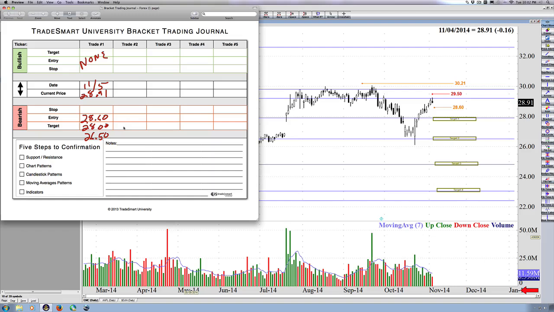All right, and then my stop is at 29.50. Okay, now that's the trade setup. That's what the chart dictates. I'm not saying you need to go do that trade. I'm just saying that's what the chart dictates. That is the trade setup that exists on this stock. If I had to trade EMC, that is the trade setup.